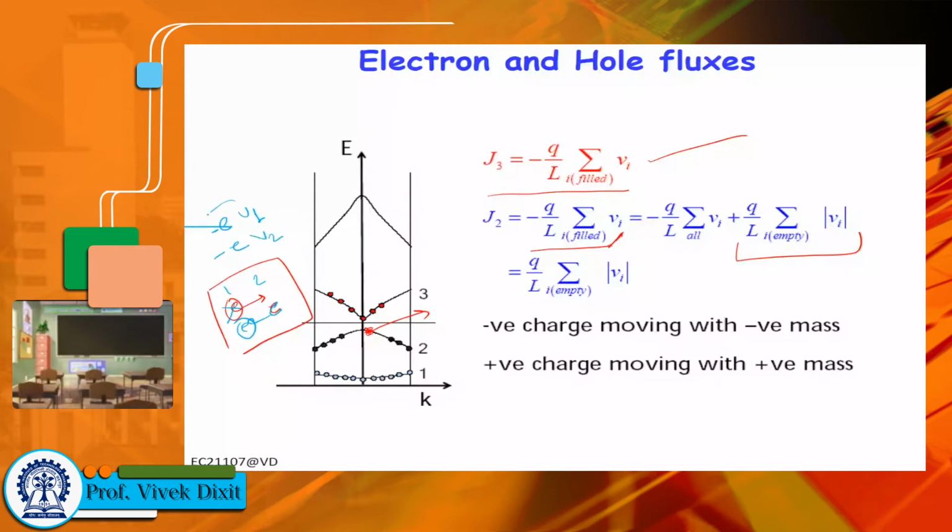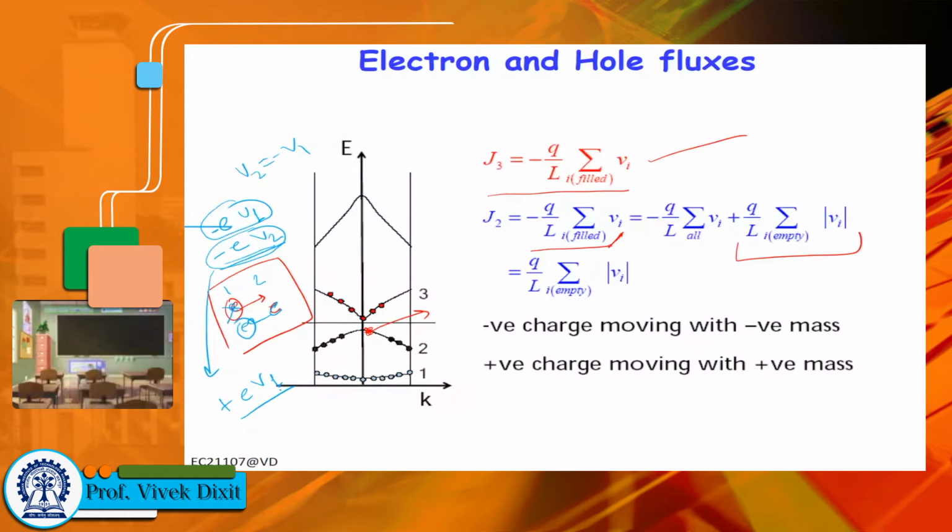Now this part is not there, because e v1 was compensated by e v2. So if the red electron is missing, you will have e v2 uncompensated, and that will give the current. Now the direction of v2 is minus v1, so you can write minus e v2 as plus e times v1, because v2 is minus v1.